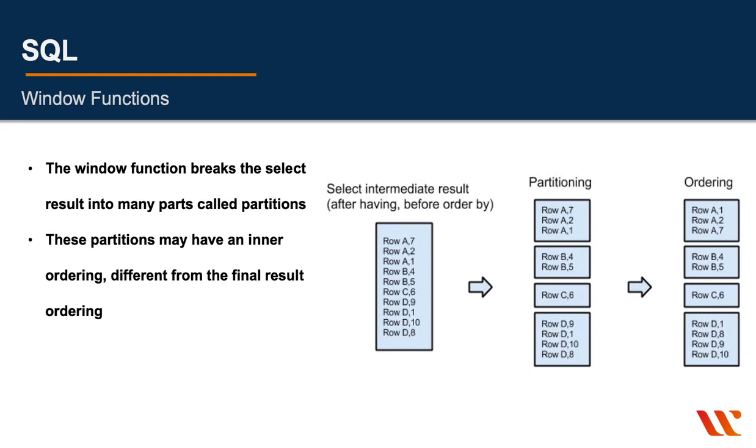So you can see here in the diagram, you have a row set, and this is the select intermediate result after having, and before the order by, which is where you need to put these partitions. So the window function breaks the select result into many parts called partitions. So in the diagram here, we can see that there is a result set, and then it's being partitioned into 4 partitions here, and then each of those partitions are being ordered. So these partitions may have an inner ordering which is different from the final result ordering.